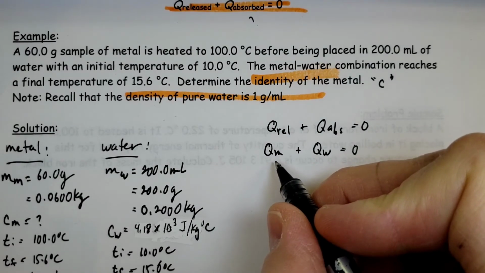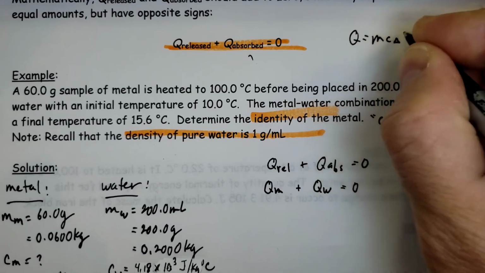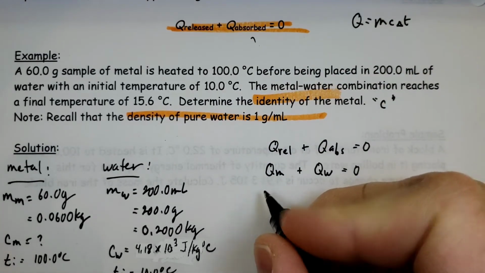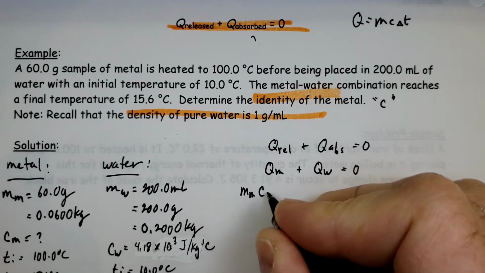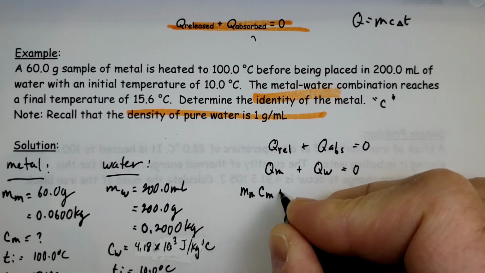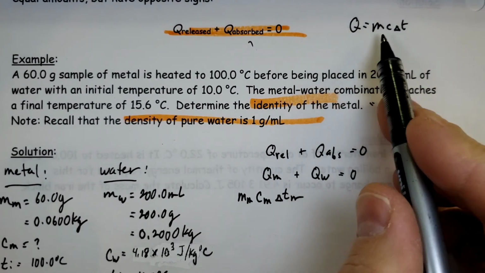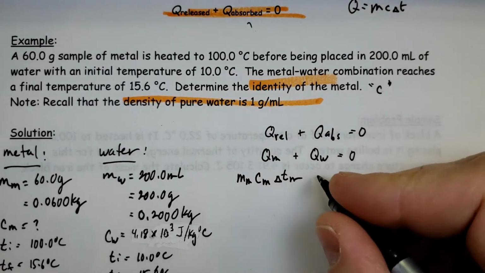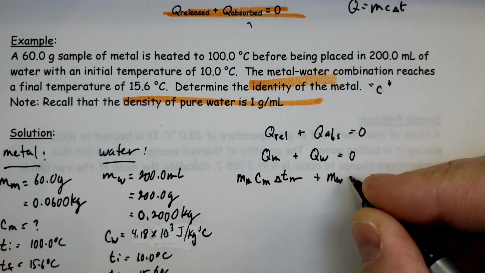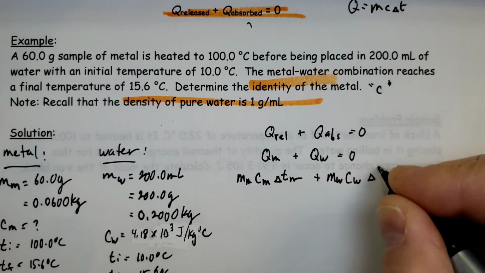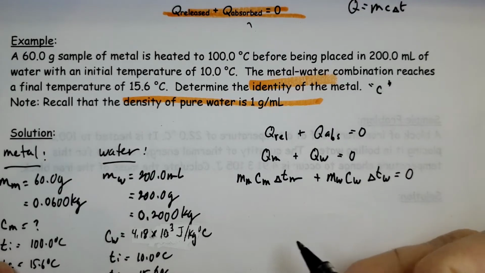And of course, from before, Q is equal to MC delta T. So Q here is equal to mass of metal multiplied by C of metal multiplied by delta T of metal. So it's basically converting Q into MC delta T. And do the same thing with water: MW, CW, delta TW. Okay, and then just substitute everything in.